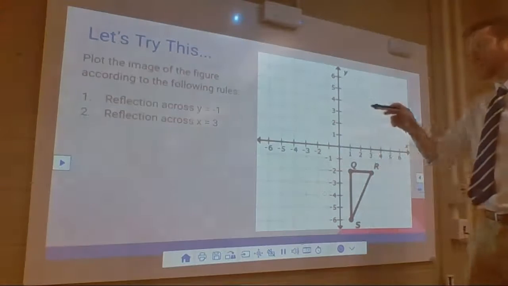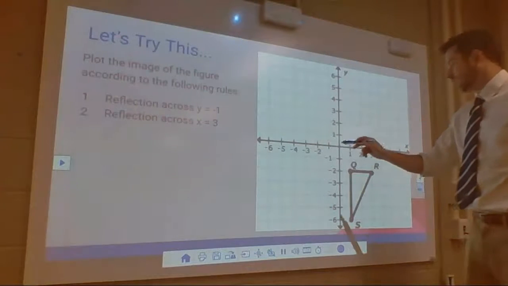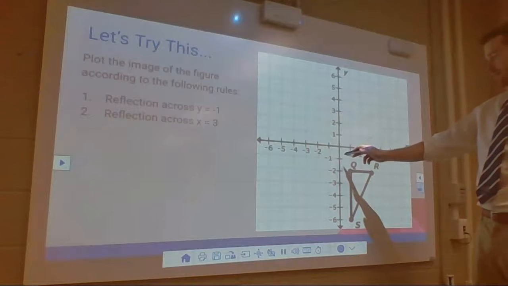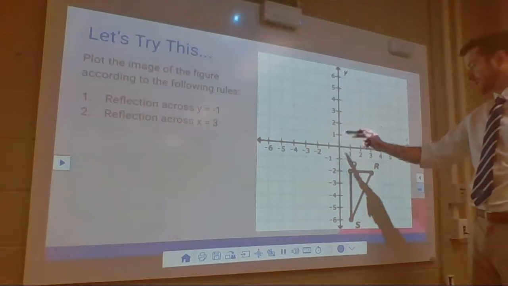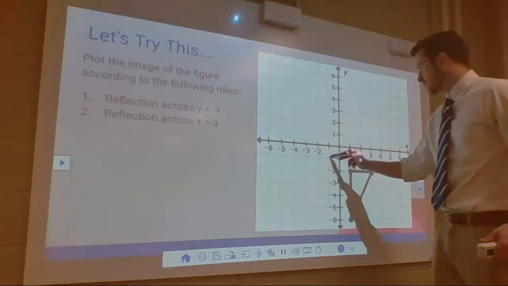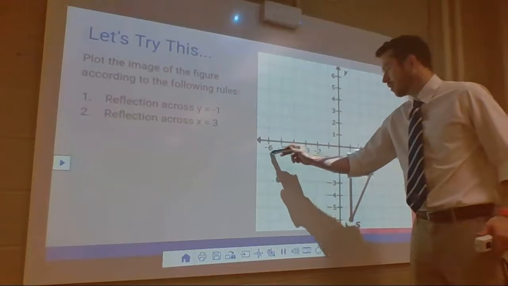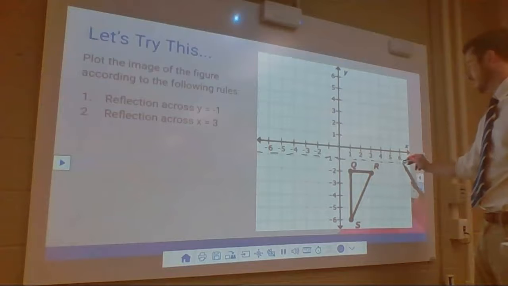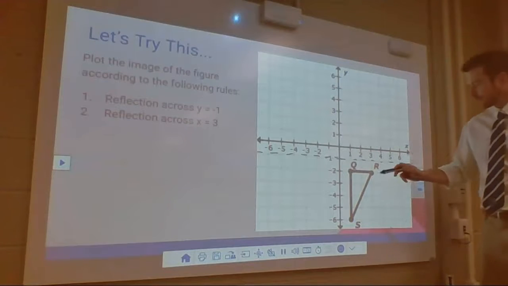So first I'm going to draw the line y equals -1. So I'm going to find -1 on the y-axis. So look at the y-axis, the vertical axis, here's -1. And I'm just going to draw a dotted line. And you can draw a solid line if you want to. I'm going to make a dotted line here, or a dashed line.